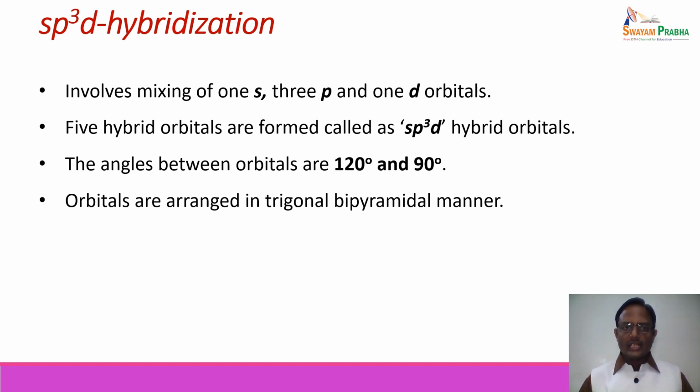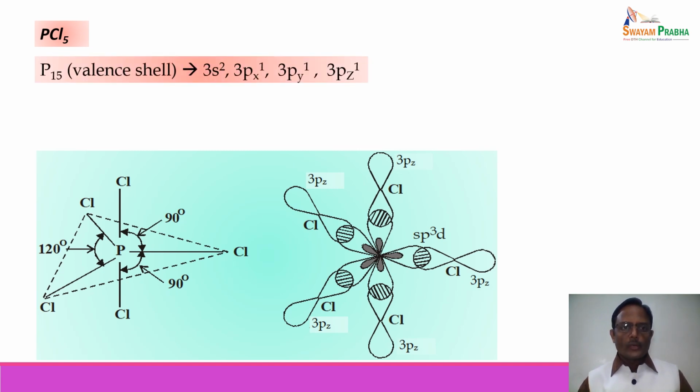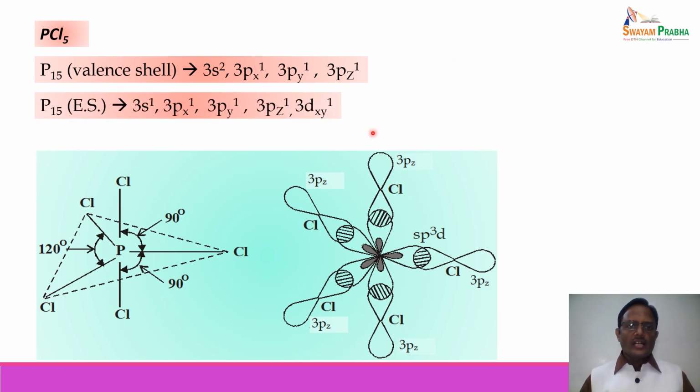We will see with an example. Consider the formation of PCl5 molecule. The central atom is phosphorus with valence shell electronic configuration 3s2, 3px1, 3py1, 3pz1. It has to show pentacovalency in PCl5. However, it has only 3 unpaired electrons, so 1 electron has to get excited. The next available orbital will be 3dxy, and hence the excited state configuration becomes 3s1, 3px1, 3py1, 3pz1, 3dxy1.